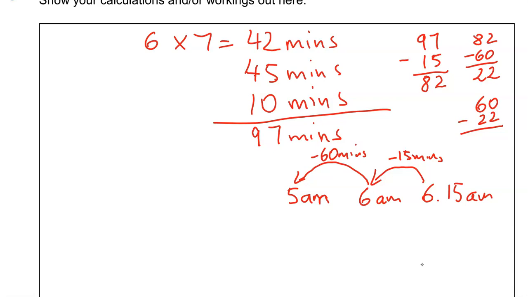So I need to take away 2 from the 0, which means I've got to borrow 1. So the 6 becomes a 5, and the 0 becomes 10. 10 take away 2 gives me 8. 5 take away 2 gives me 3. So if I go back by 22 minutes, it will be 4:38 AM.